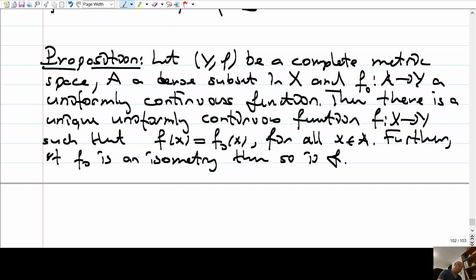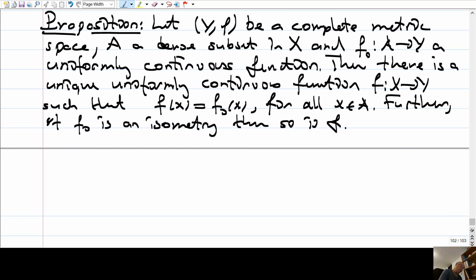The important part here: if f0 is uniformly continuous, then f is uniformly continuous. Moreover, such an extension exists, but it is also unique. So there is only one such f. Further, we have the following: if the function f0 were an isometry to start with, then its extension is also an isometry. Okay, so that's the content of the proposition.